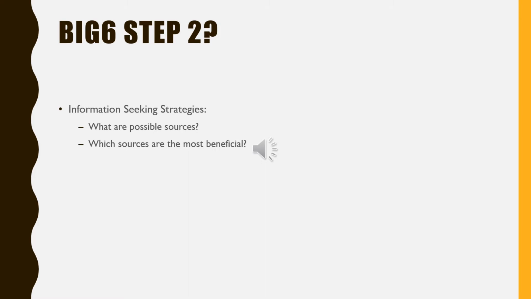Big 6, Step 2. Information seeking strategies. What are some possible sources? What sources out of those would be the most beneficial? We could use an encyclopedia. We could use some articles in the database. We can look in your textbooks, which you might have looked for. You might have information about snakes in your biology book. Now, out of all the sources you've looked at, which ones would be the most beneficial? Looking at sources like Wikipedia would not be as beneficial as using a source from a textbook, for example.